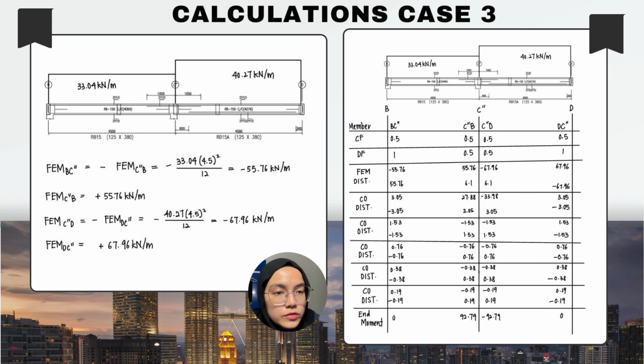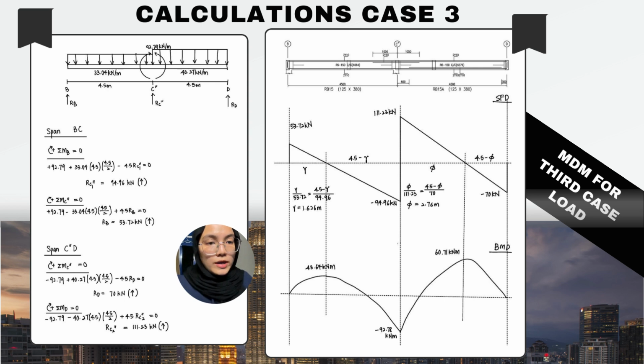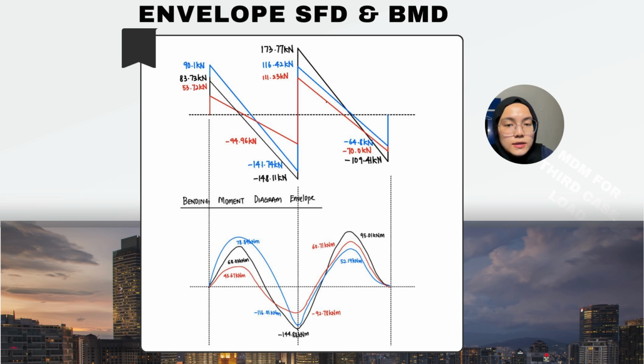For calculation case 3, we did the same thing, which is to find the fixed end moment for all the spans, and we did the moment distribution method to get the end moments. All the reactions of span BC and span CD are obtained and illustrated in the shear force diagram and the bending moment diagram. Lastly is the result shown for the envelope of SFD and BMD, which is the extreme maximum or minimum bound of all the results for that load effect at a point on the element for a given selection of load cases and load combinations.